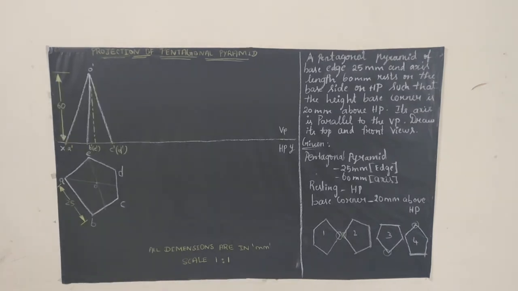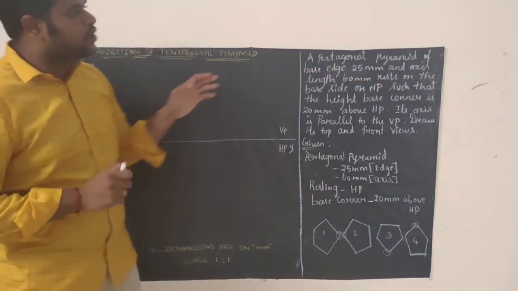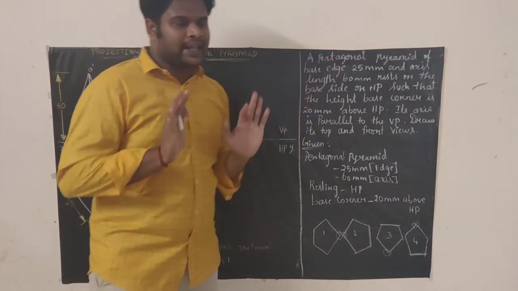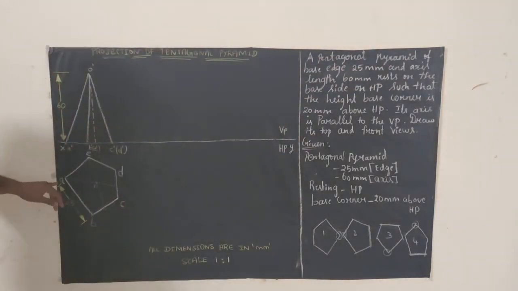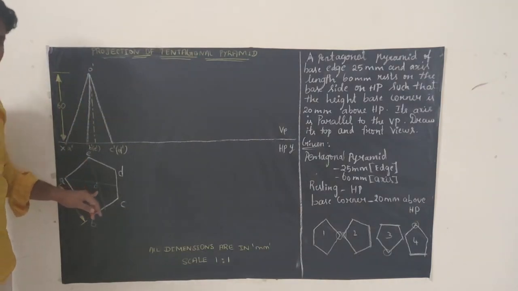Now I will be explaining how to draw the front view. See, they have clearly given it is a pyramid. So the front view will be a triangle. In case they give a prism, the front view will be a rectangle. Okay. So you have already written A, B, C, D, E. How to mark the axis?